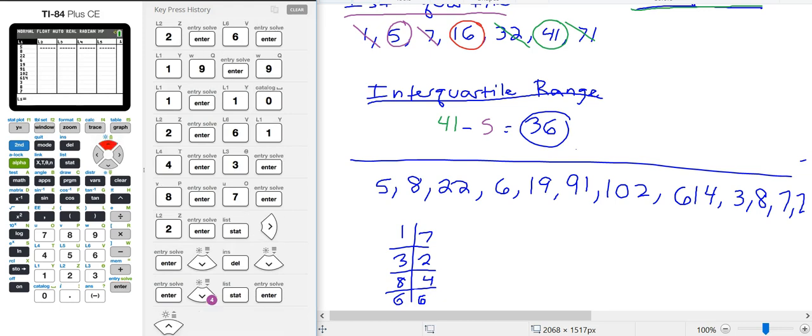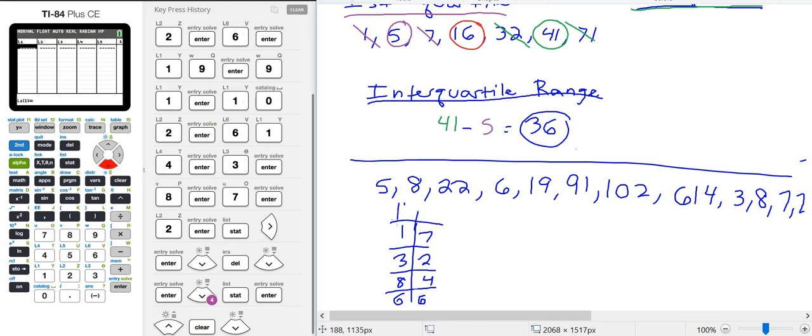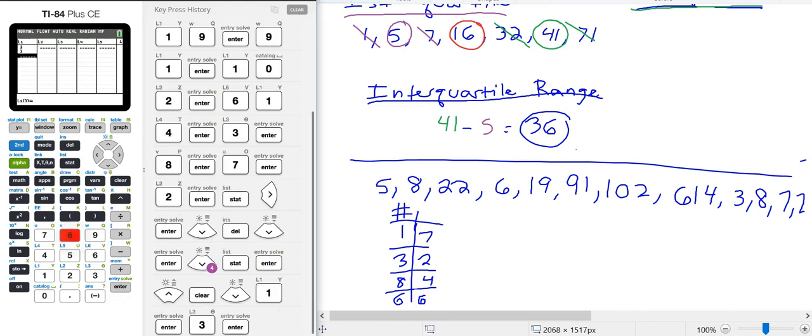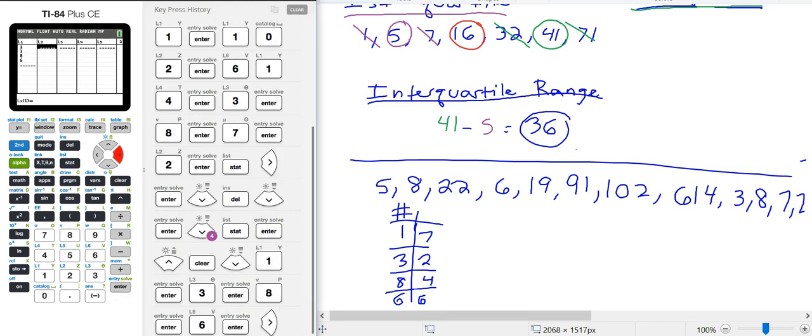Or else what you could do is clear out what you have here already. And with all of your numbers in the left column, these are your numbers, 1, 3, 8, 6. Enter these into L1, the first list: 1, 3, 8, 6. And in L2, the second list, we're going to enter in the frequency.